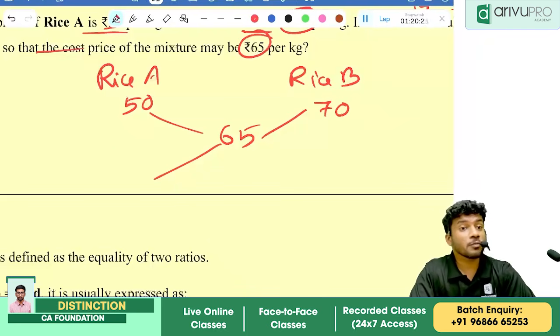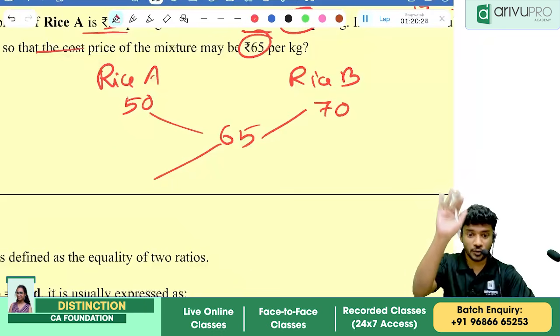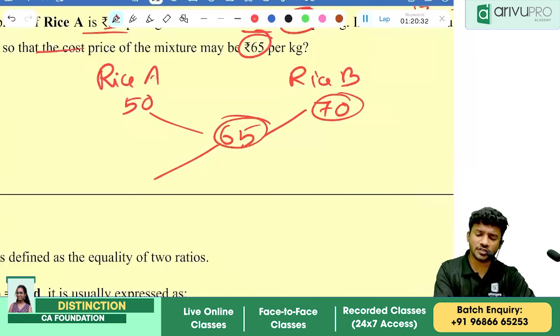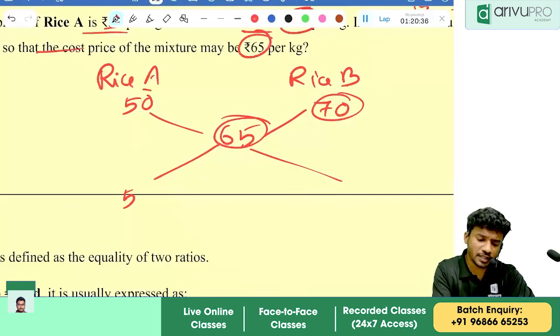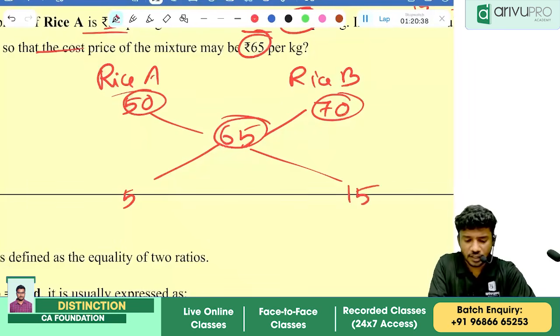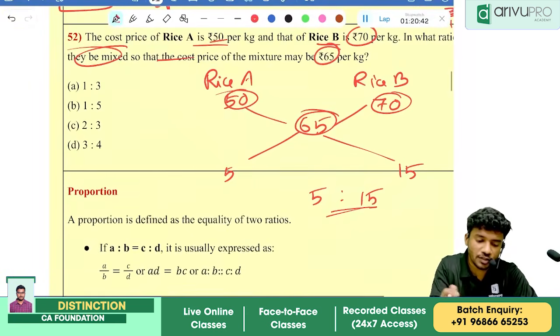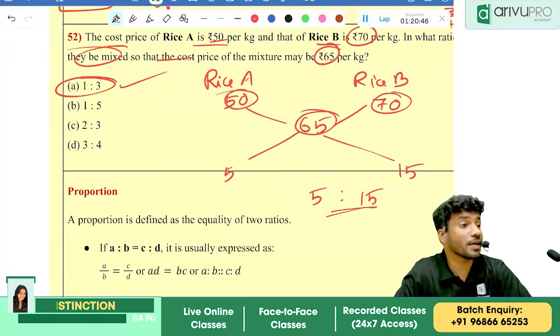This can be used whenever we do questions based on average, sorry, combined mean. That time also, if they ask the ratio, we can use the same thing. I'll show you how it is done. 65. We need to find the ratio. 70 minus 65 is how much? 5. 65 minus 50 is how much? 15. So 5 is to 15 is our ratio. Looking at that, which option is the right answer? 1 by 3. 0.3333 will be our ratio.